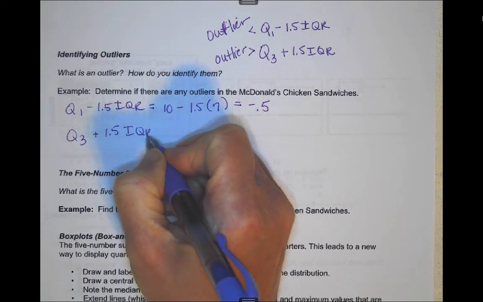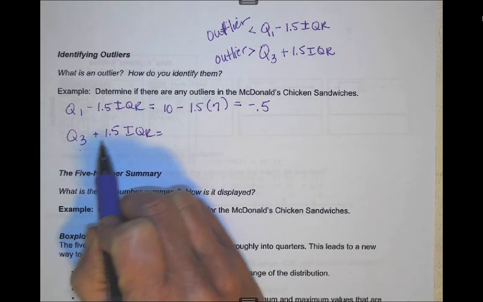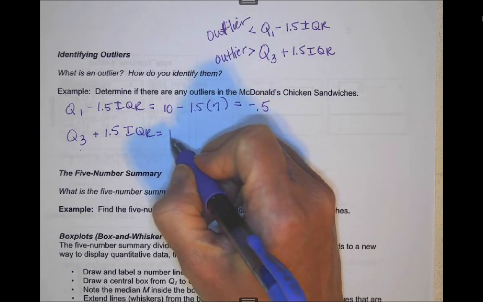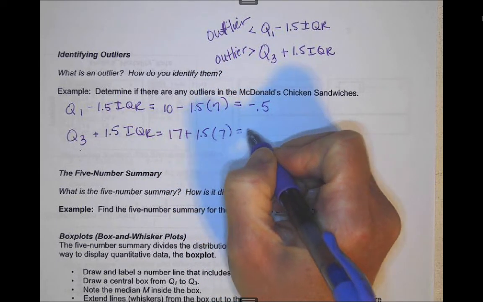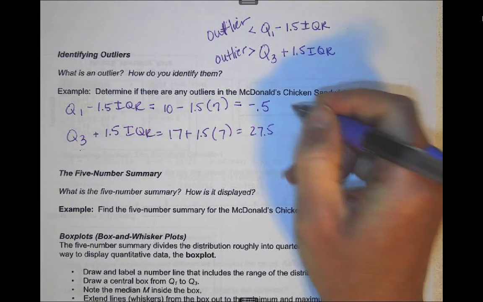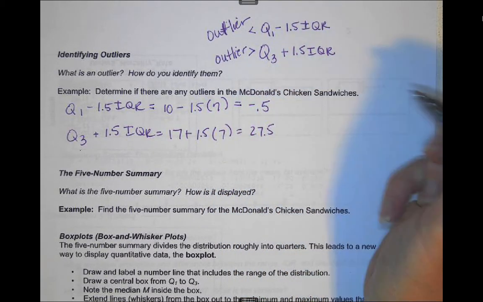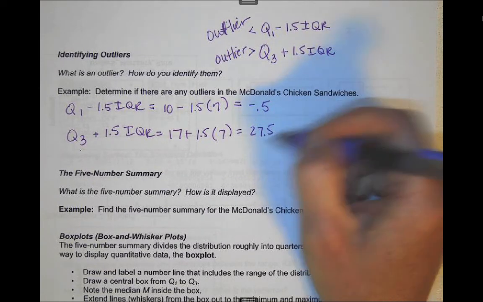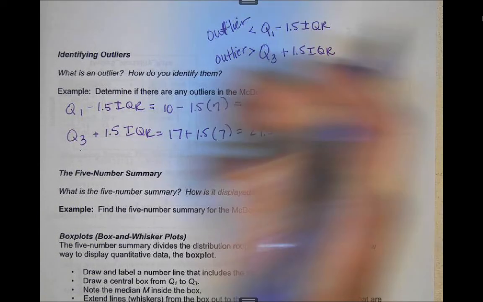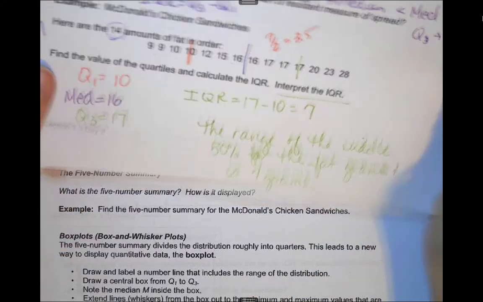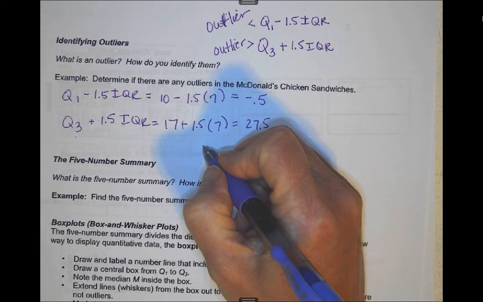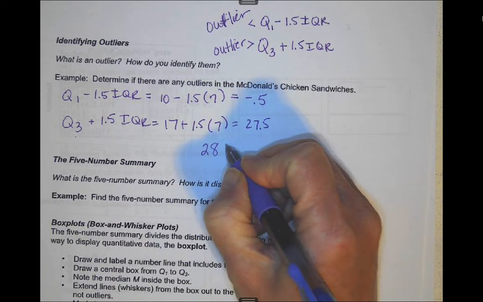And then to find the upper boundary, I'm going to do Q3 plus 1.5 times the IQR. So I've got 17 plus 1.5 times 7, so that ends up being 27.5. So anything less than the lower boundary, again, no negative fat, or anything greater than that is going to be an outlier. So if I look at my data set, the only outlier I have is 28. So 28 is an outlier.